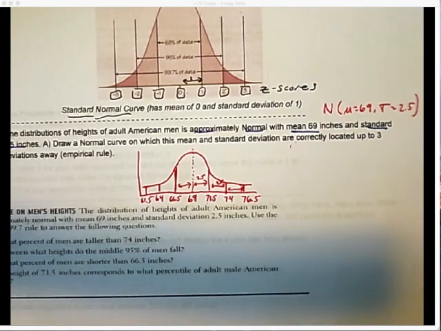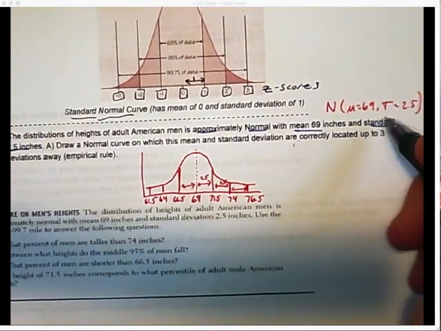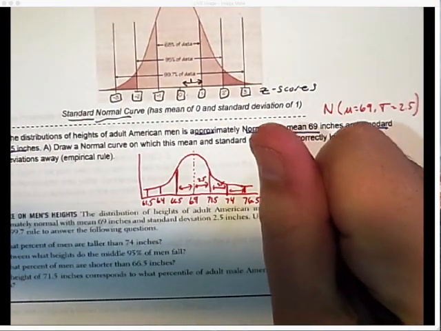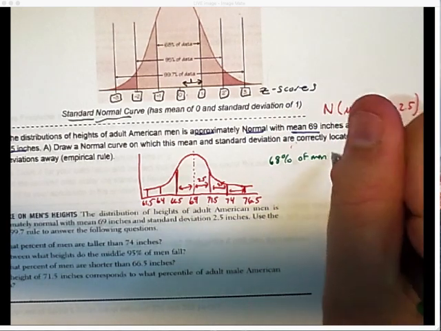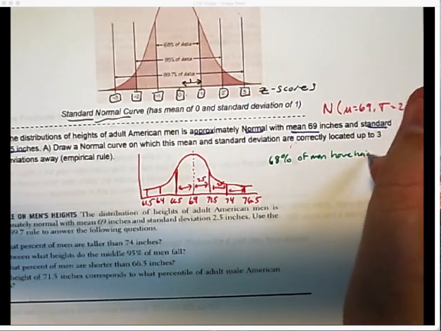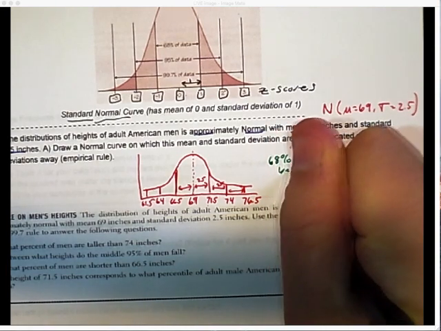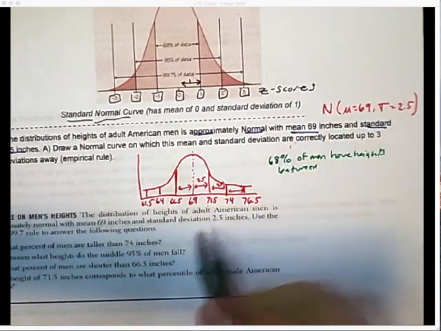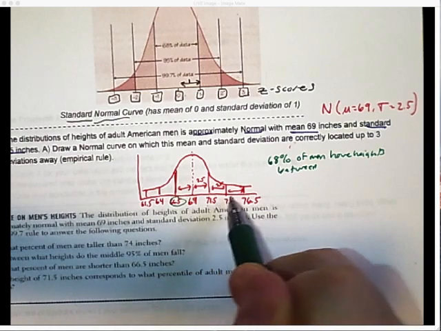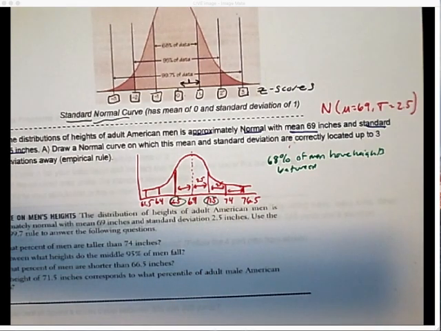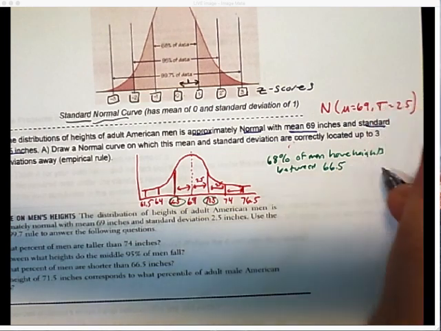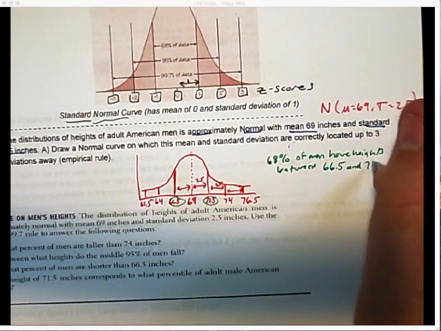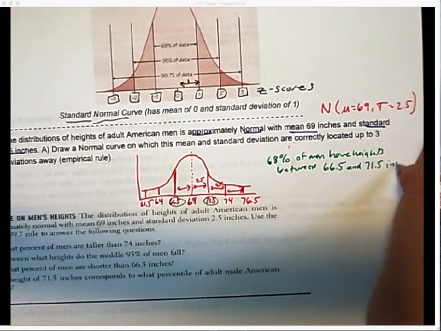So what does this mean? If this distribution is approximately normal, then 68% of men have heights between, what's 1 standard deviation? 66.5 and 71.5. Between 66.5 and 71.5 inches.